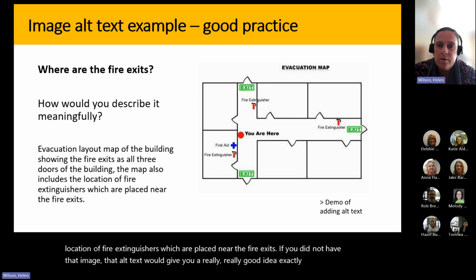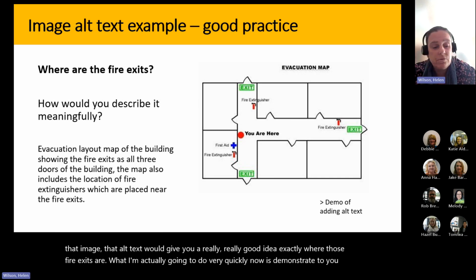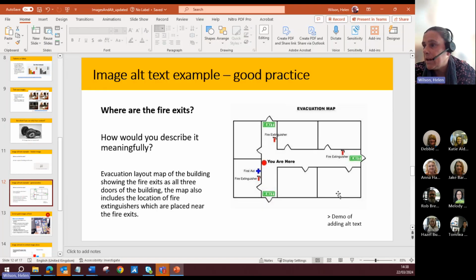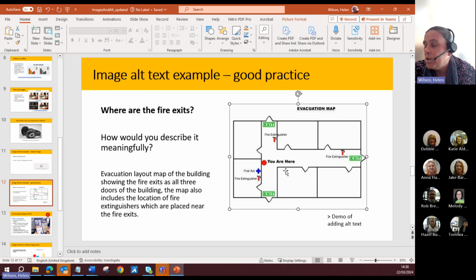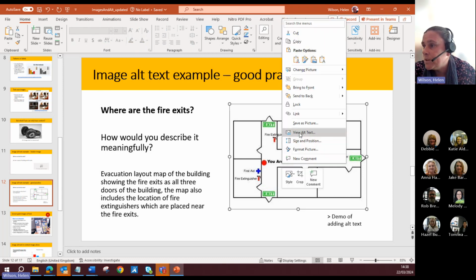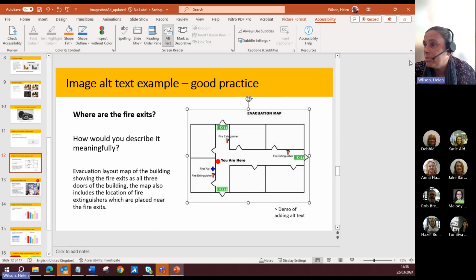If you did not have that image, that alt text would give you a really good idea exactly where those fire exits are. What I'm going to do very quickly now is demonstrate, if you don't already know this, how to add alt text. So I'm just going to copy that as the text. You literally click on your image, you can right click, view alt text, and you put it in that box. It's as simple as that. That image now has alt text.